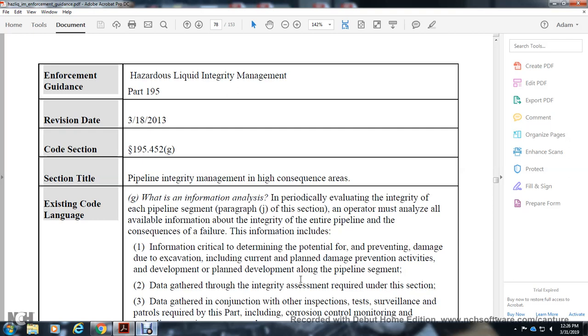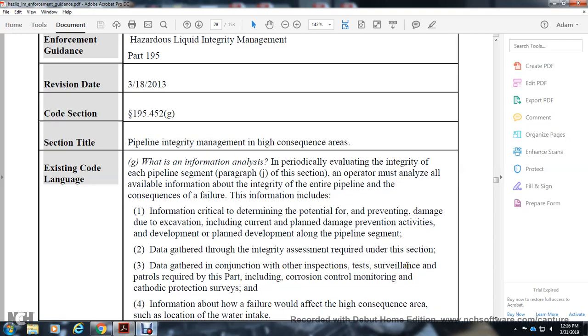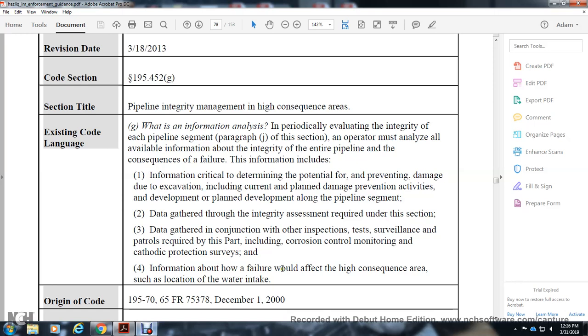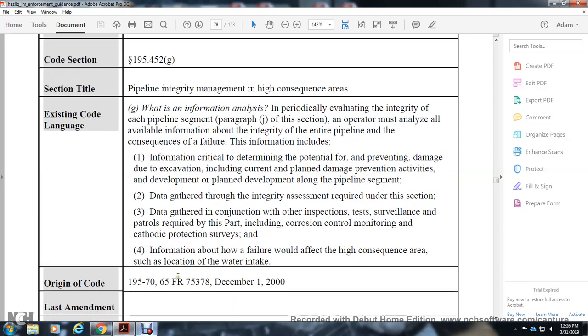The information criteria critical to determine the potential for preventing damage from excavation, including the current and planned damage prevention activity, developing plans along the pipeline segment through data gathered by the integrity assessment required by this section. The data gathered in conjunction with the inspection, testing, surveillance, and patrols required by this part, including corrosion control and cathodic protection surveys. Four: information about how the failure would affect the high consequence area, such as location and water intake. Federal Register 75378, December 1st, 2000.